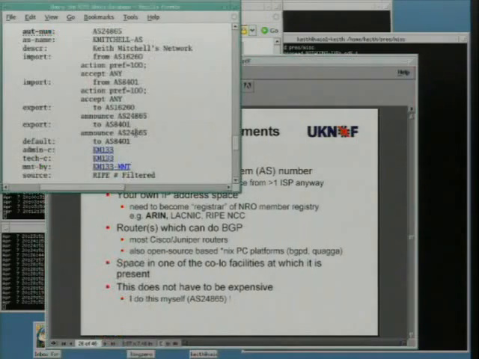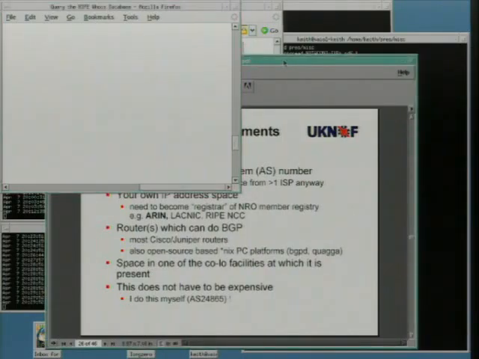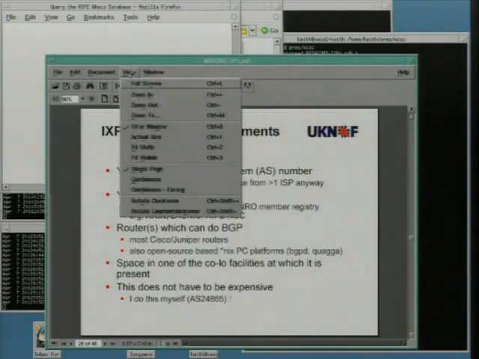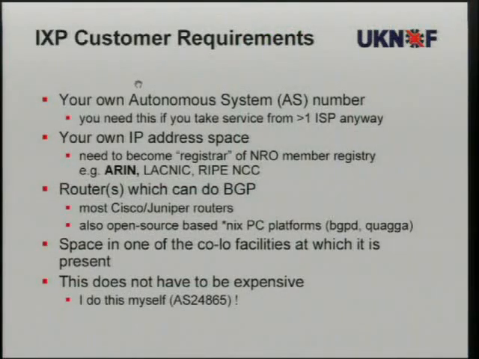Just to prove it, here's the entry from the RIPE database, which says what my routing policy is in terms of what other ASs I connect to. And so, as I said, it's a slightly strange hobby, but it's within the means of most people these days to connect to an exchange.